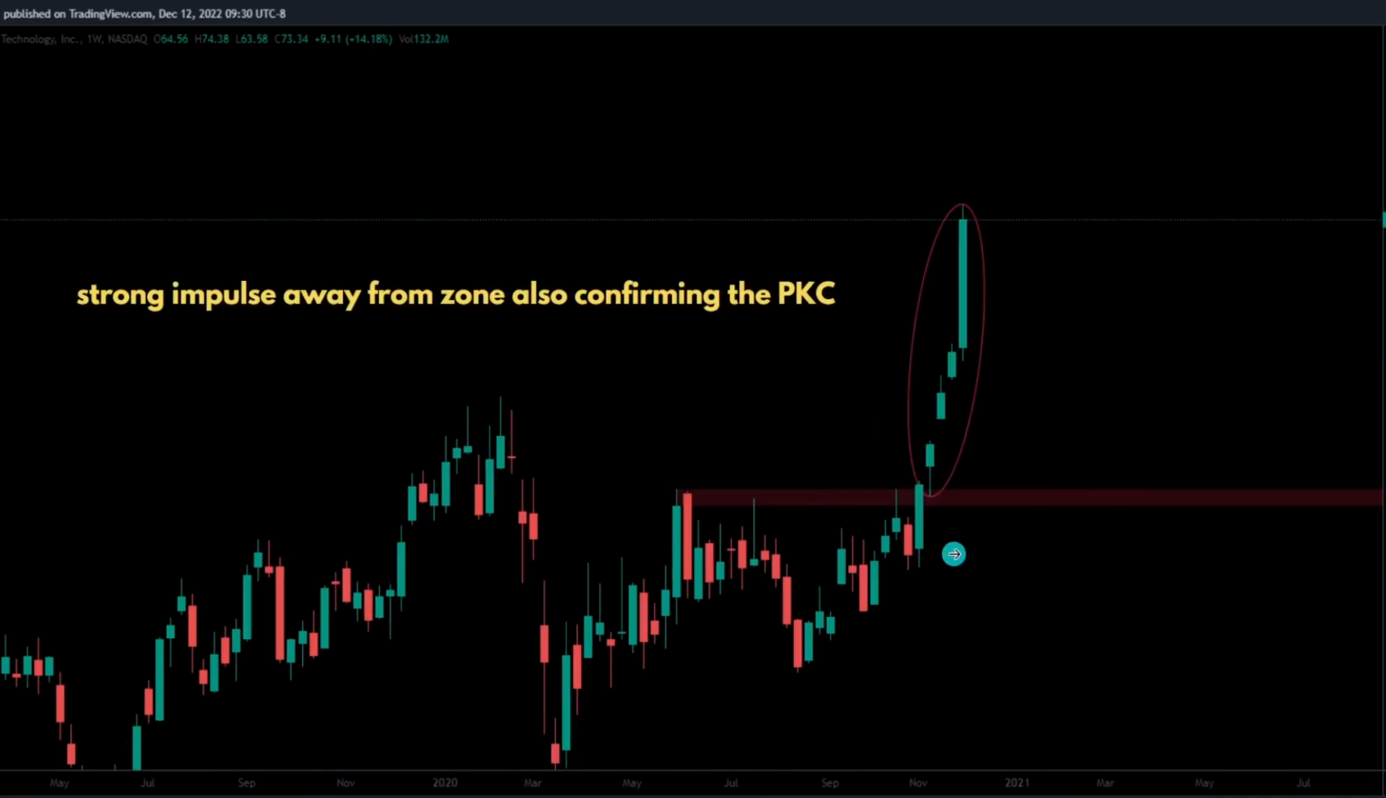Next, after the third candle, you get the impulsive move. This is very important because sometimes you get a 3-bar pattern without an impulse and it pretty much just becomes a false breakout. So this is a very important aspect of the PKC. You need to see momentum after the third impulsive candle. So 1, 2, 3. Next, you get the impulse move.